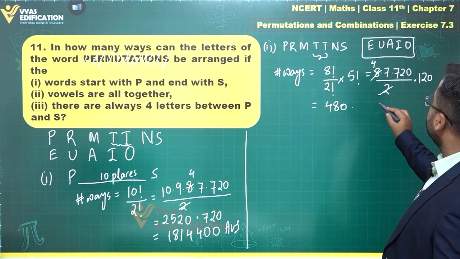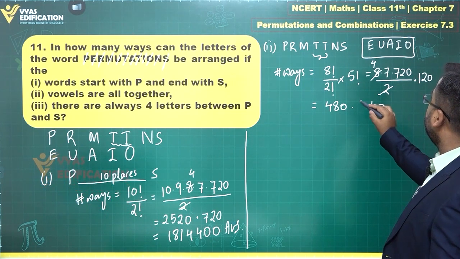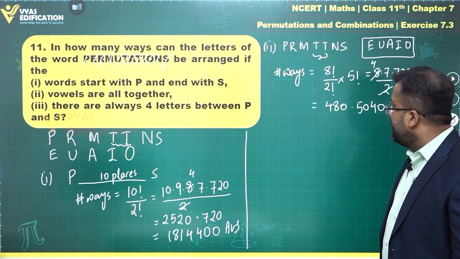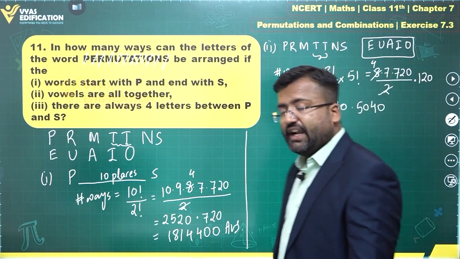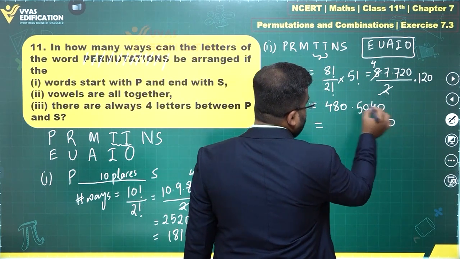This is actually 0. 7 times 2 is 14. And this is 5040, right? This is a good product, right? 5040, multiply 504 multiplied by 48. Now that is what we'll be looking forward to. There are 2 zeros at the end.